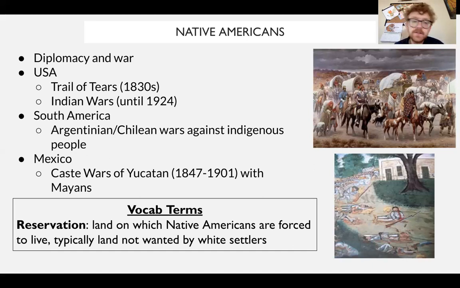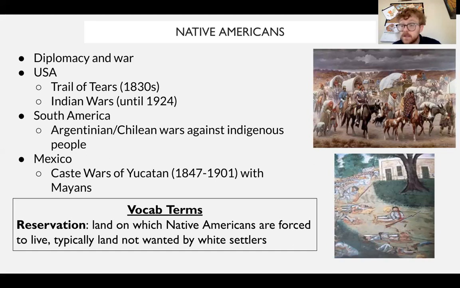So these indigenous people are either going to be killed off or forced onto reservations, forced onto very uninhabitable land not wanted by white settlers. Remember, it's white property owners who dominate these newly independent countries. So let's look at the United States first.